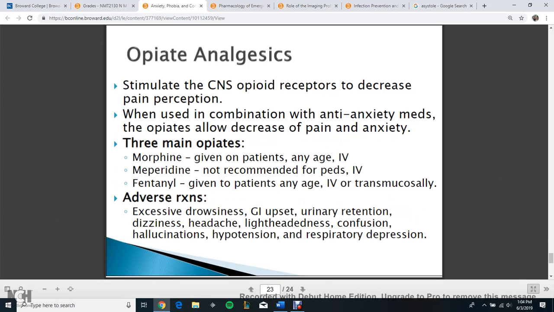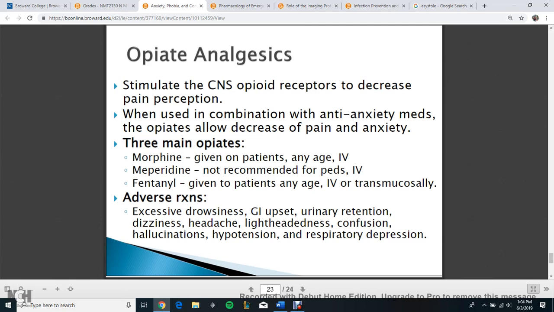Opiate analgesics stimulate the CNS opioid receptors to decrease pain perception. When used in combination with anti-anxiety meds, the opiates allow decrease of pain and anxiety. Three main opiates. Morphine, given to patients of any age, IV. Meperidine is not recommended for pediatrics. It must be given IV. Fentanyl, given to patients of any age, IV or transmucosally.